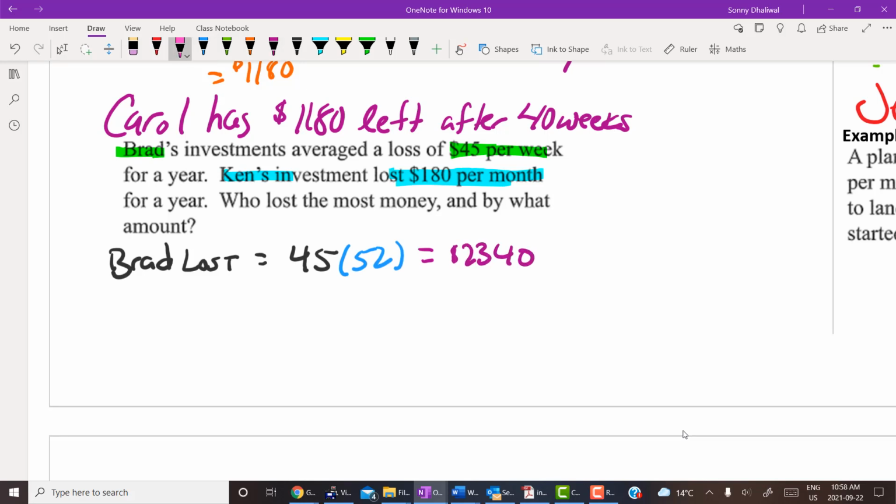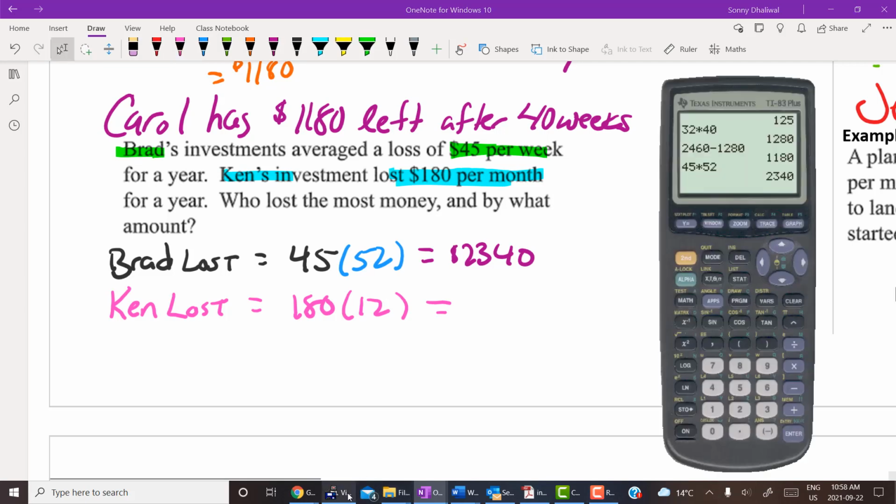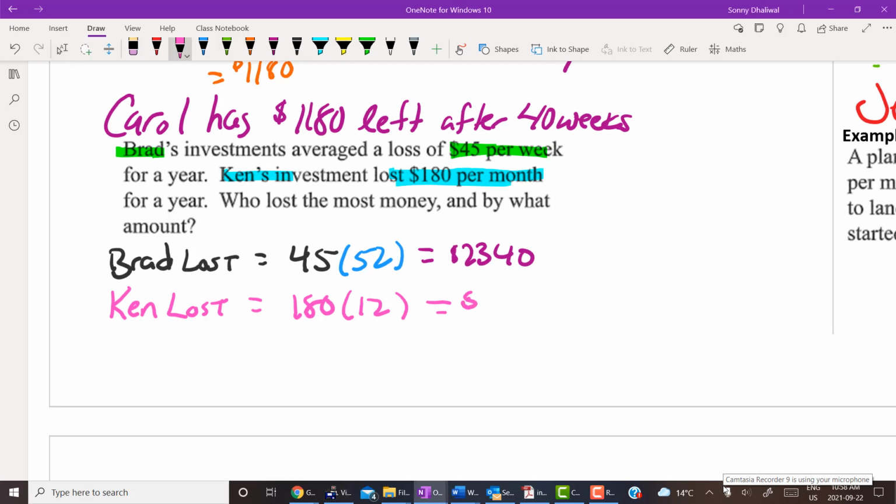Let's talk about Ken. How much did Ken lose? He lost $180 a month for a year. So how many months are in a year? Yes, Nicholas? 12. So you multiply that number by 12. So we go 180 times 12, which is 2,160. Okay.